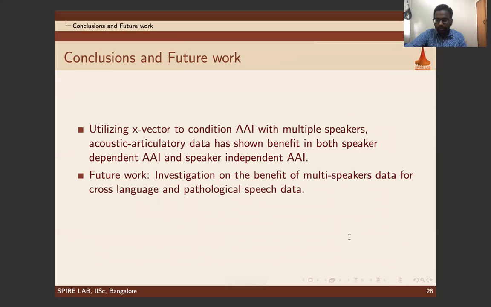In this work, we have shown that utilizing x-vectors would benefit both speaker-dependent and speaker-independent AAI models. In future work, we will investigate the benefit of multiple speaker data across different languages and pathological speech.